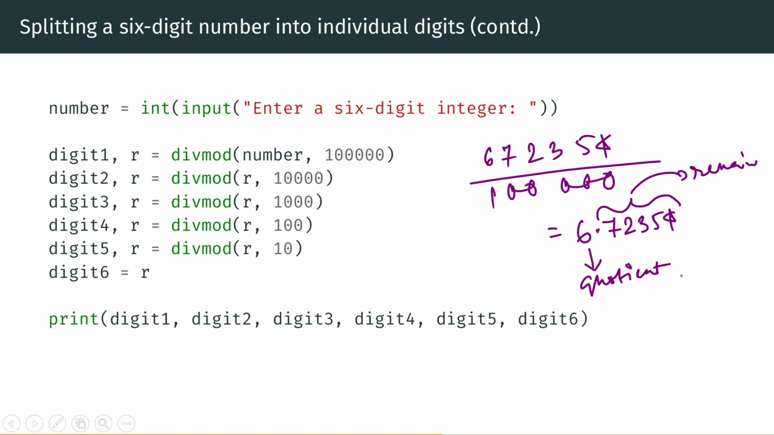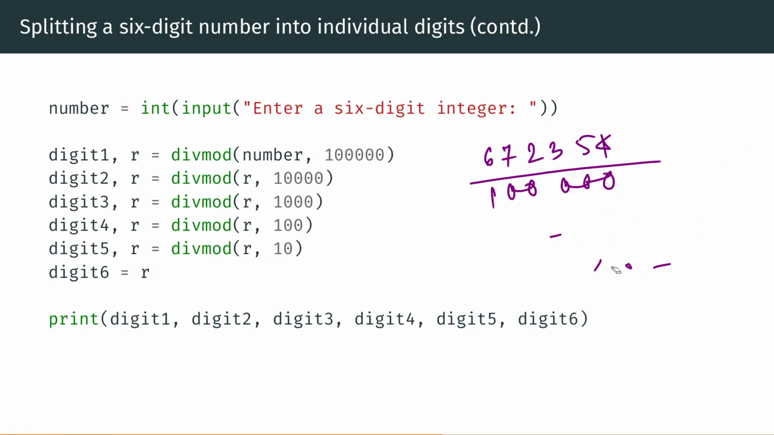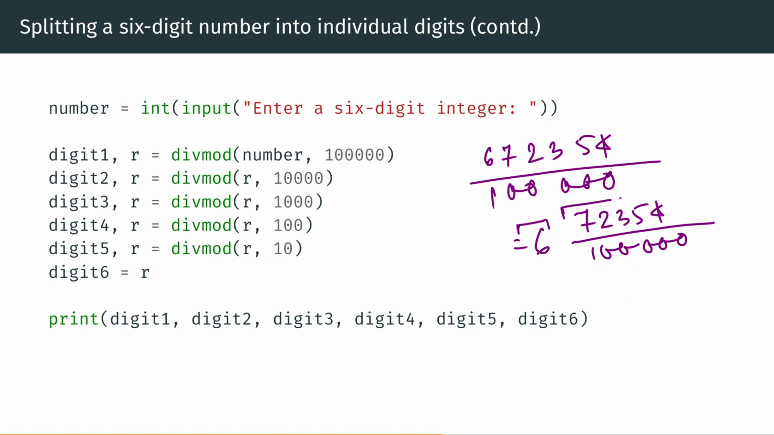So essentially, if you express this as a mixed fraction, what you get is 6 and 7 2 3 5 4 over 100,000. So this would be my quotient, this would be my remainder. Now this quotient would be saved as digit 1. So digit 1 would be 6. And the remainder would be this, 7 2 3 5 4.